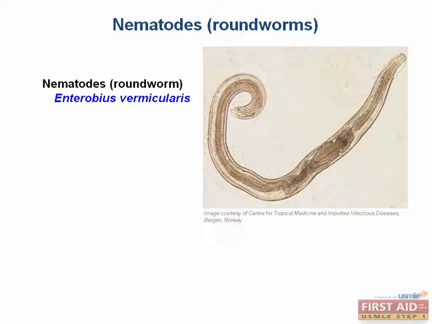Transmission is via fecal-oral transmission, and these eggs tend to hatch into the larvae in the intestines. The larvae then mature into adults, mate, and then adult females are going to migrate down and out of the anus where they lay the eggs in the perianal skin. Hey, can you recall the very typical symptom that patients often present with? They will always give you this clue on your board exams.